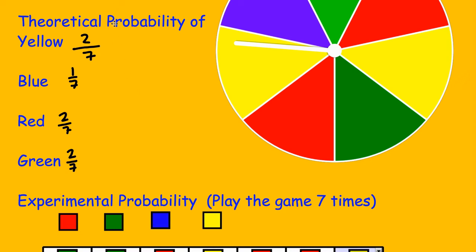Okay, so the experimental probability, we expected 2 out of 7 times for yellow, and that's what happened, 2 out of 7 times. Blue, we expected it once, we didn't get it at all. Red, we expected 2 out of 7 times, we got 3 out of 7. And then green, we expected 2 out of 7, and that is what happened. So theoretical is what we expect to happen. Experimental is based on what actually does happen.